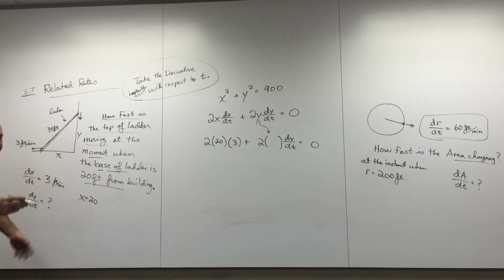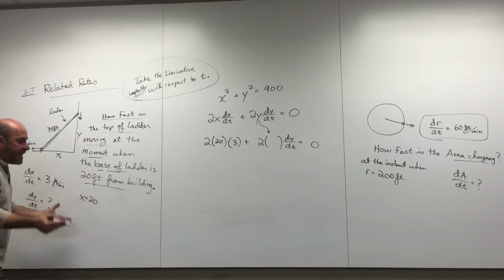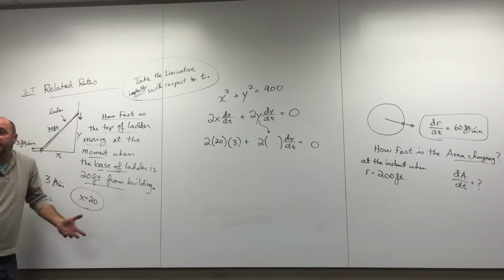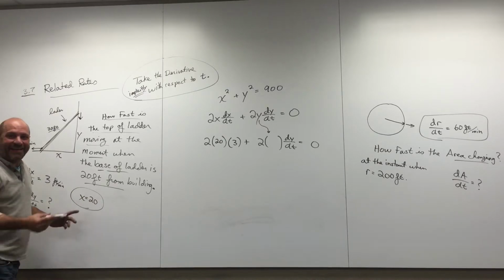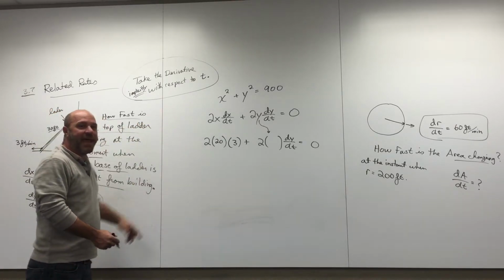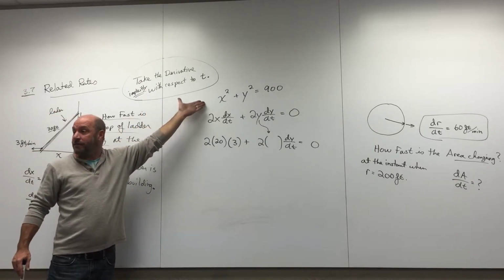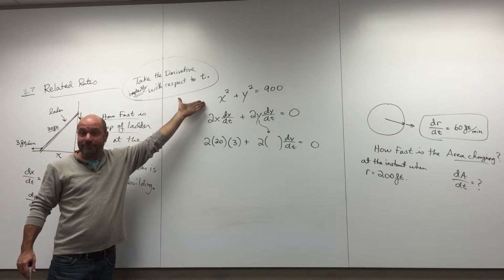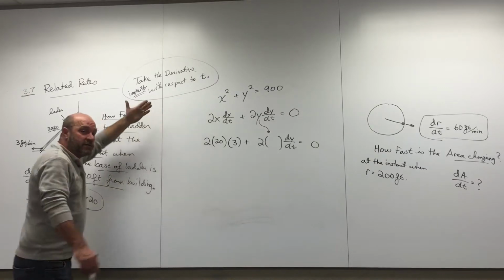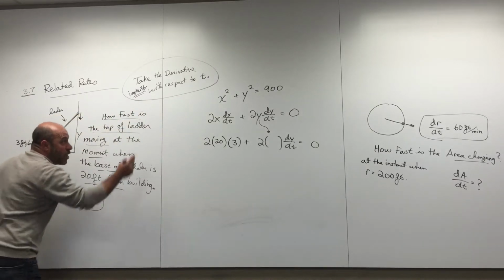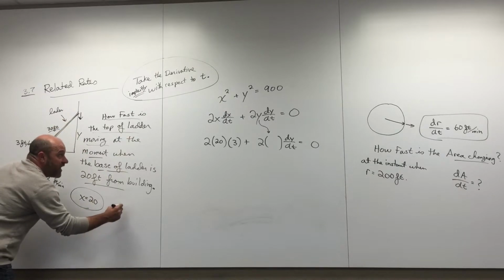Oh, good job. And that happens sometimes. They told me x was 20. They didn't tell me y, but I can use the original equation. At the moment when x is 20, can you find y? Yeah, right? So I need that. So that's a little side work there. At the moment when x is 20, can we find y?